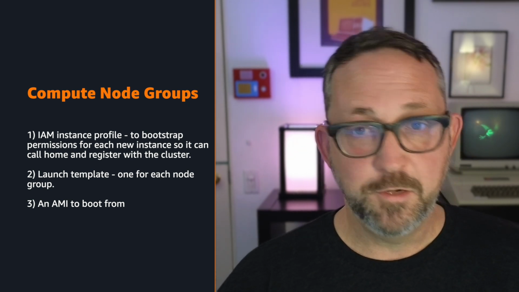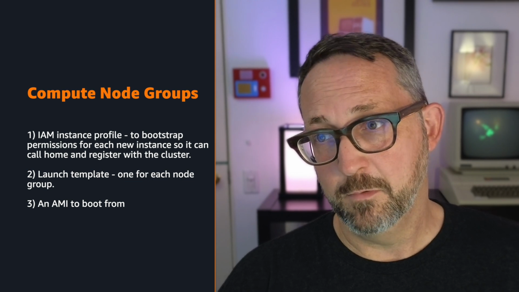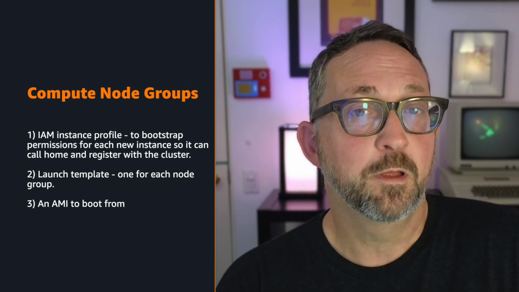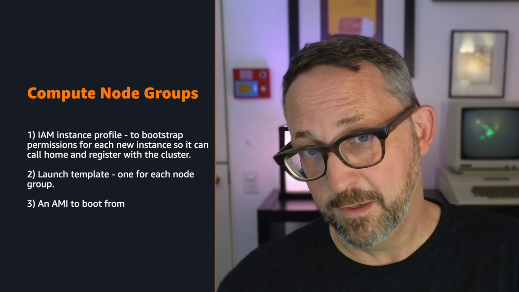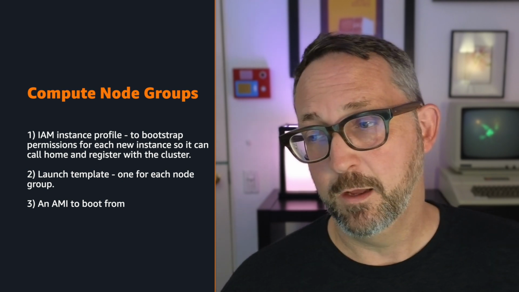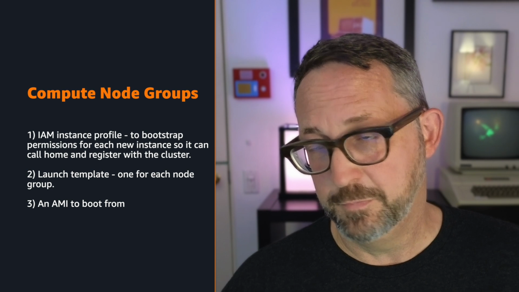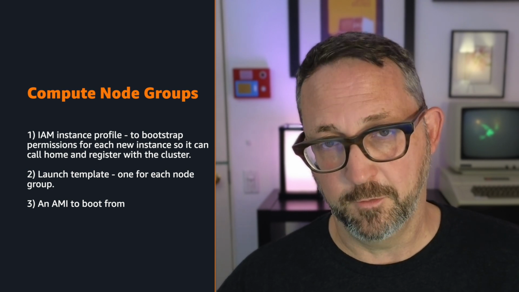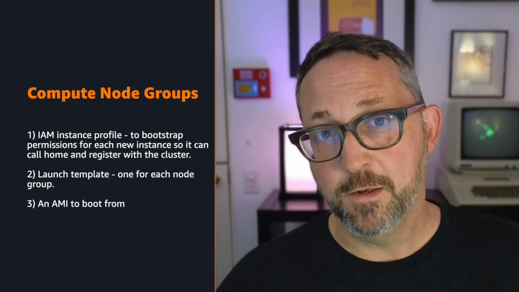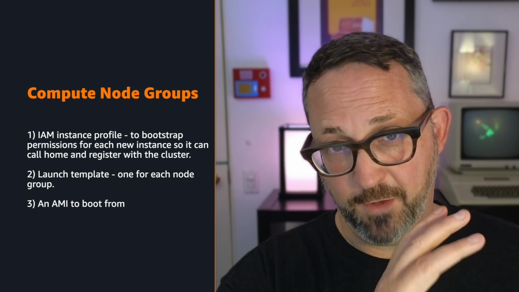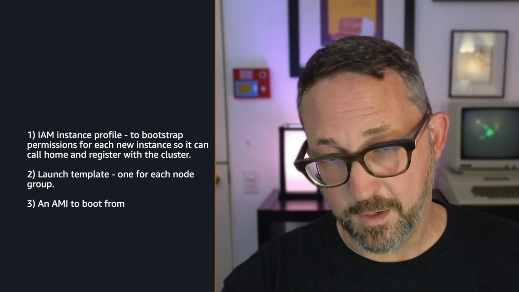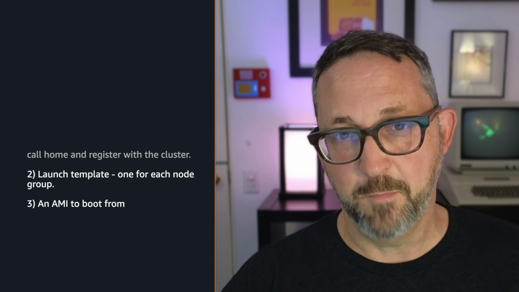Then you need to have a launch template, ideally one for each compute node group. We're going to create them together in a single CloudFormation template, just for the sake of simplicity. You can do them by hand. You can do whatever you want, but we're going to do it this way. And then you go into the PCS console and start defining your compute node groups, and you point them at the instance profile, you point them at the launch template, you point them at an AMI.